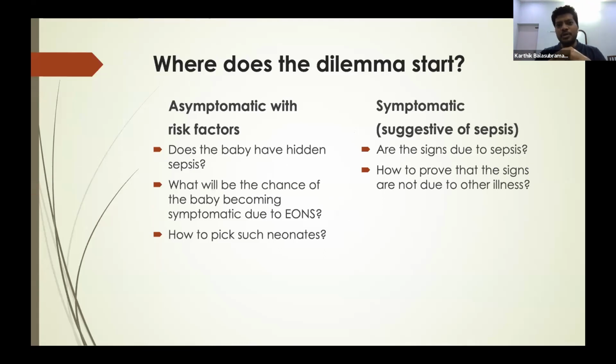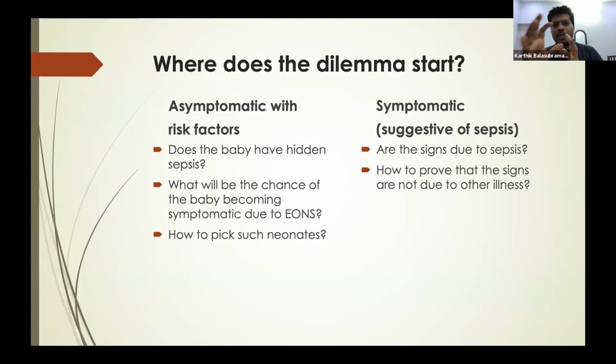Now, a baby is born. Where does the confusion start? You have a baby who is asymptomatic, but you have a lot of risk factors. Say, for example, the mother may have features of infection. There can be prolonged ruptured membrane, maternal fever. But you find that the preterm baby is absolutely fine, breathing well, temperature is normal, no tachycardia, no tachypnea. The question that comes to your mind is, does this baby have an infection? What is the chance that the baby becomes symptomatic because of this infection? How to pick up such infected neonates, how to differentiate them from those babies who are not infected?